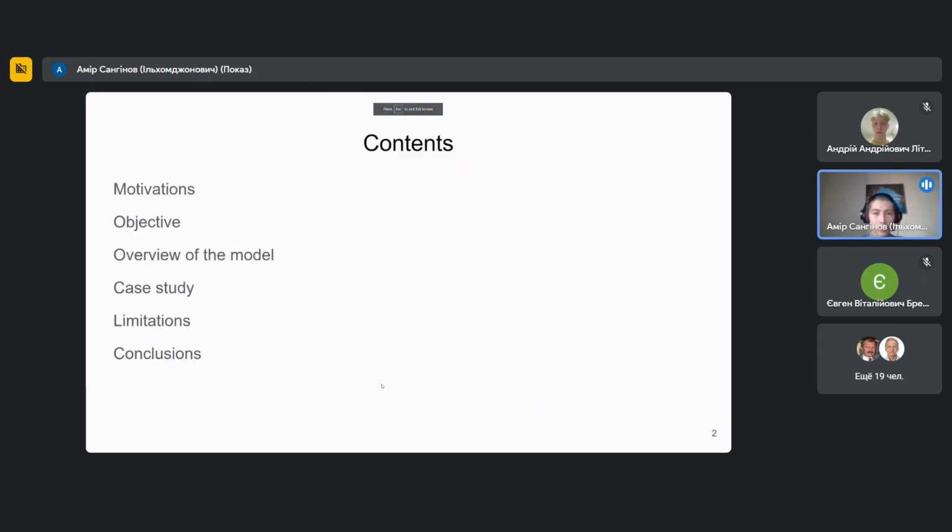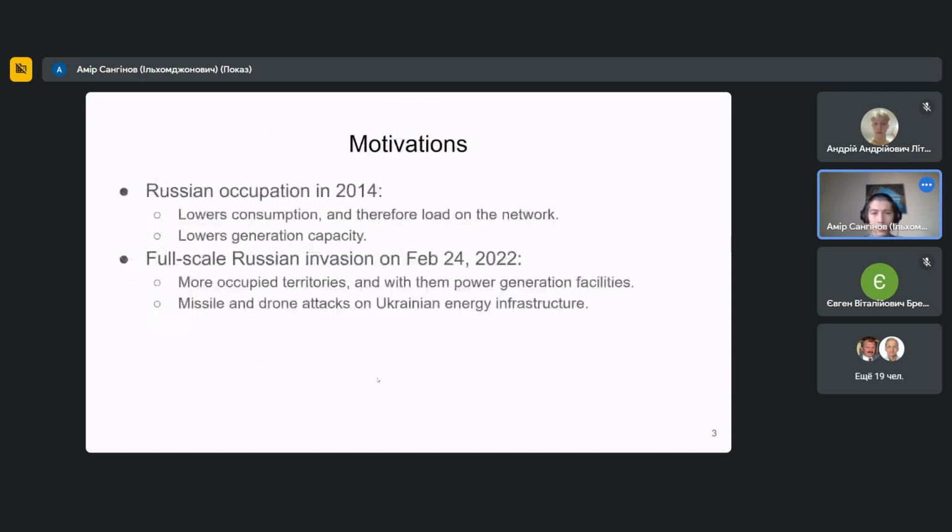We will first talk about the motivations for the research, then about the goals, follow it up with a brief description of the model, and finally take a look at the results of the case study simulation, which will also show some of the limitations of the model. The primary motivation for this research is the full-scale invasion of Ukraine by the Russian Federation on the 24th of February 2022, particularly its missile and drone attacks against Ukrainian energy infrastructure, the bulk of which happened between October 10th, 2022 and November 10th of the same year.